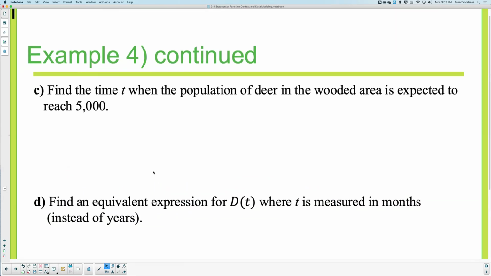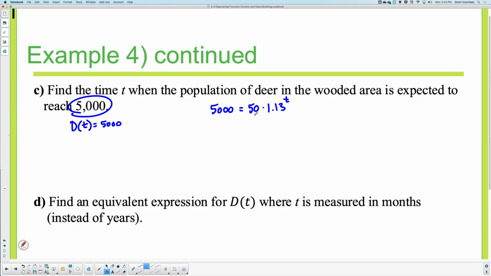Now let's check out the next part. Continuing on, it says find the time t when the population of deer in the wooded area is expected to reach 5,000. Now, that is a new d of t value. That is d of t equals 5,000. So if we use our equation, we're going to say that 5,000 equals 50 times 1.13 to the power of t. We don't know that. Now, earlier all class, I haven't done any of these using algebra. I've only used the calculator to solve.